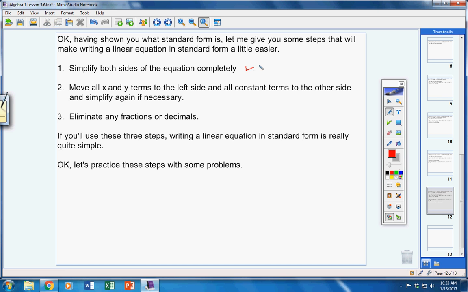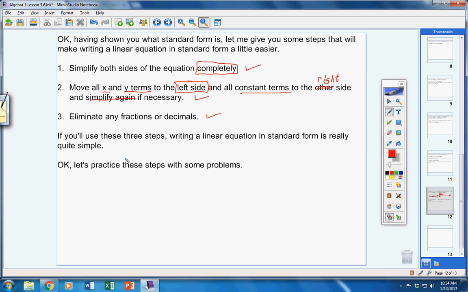Step 1, you should simplify both sides of the equation completely as far as you can, okay? Step 2, move all of your X and Y terms to the left side. Move all of the constant terms to the other side, or if you want to put the word right there, that's fine, to the right side. And then simplify again if necessary. And then lastly, eliminate fractions and decimals.